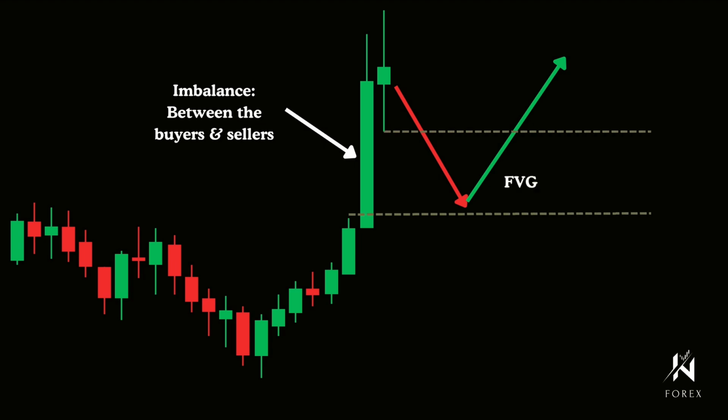Your eyes should instantly lock onto it. It's a signal that big players have left their mark, and price is likely to return to that zone to fill unexecuted orders if those orders still exist. This becomes a prime opportunity for a well-aligned entry.